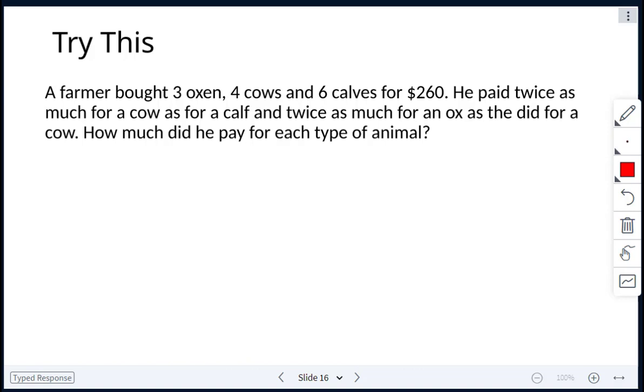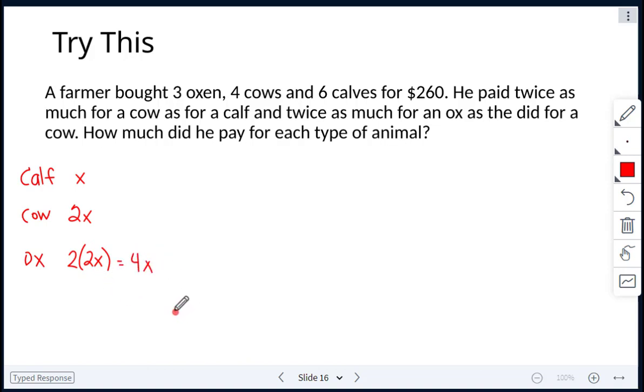So let's say the calf would be X. The cow, he paid twice as much for a cow as for a calf, so that would be 2X. And then the next one is twice as much for an ox as he did for a cow. So for the ox, it's twice the 2x, which gives you 4x.